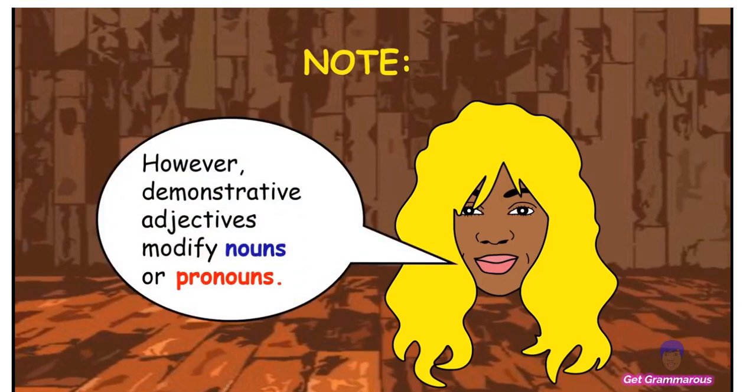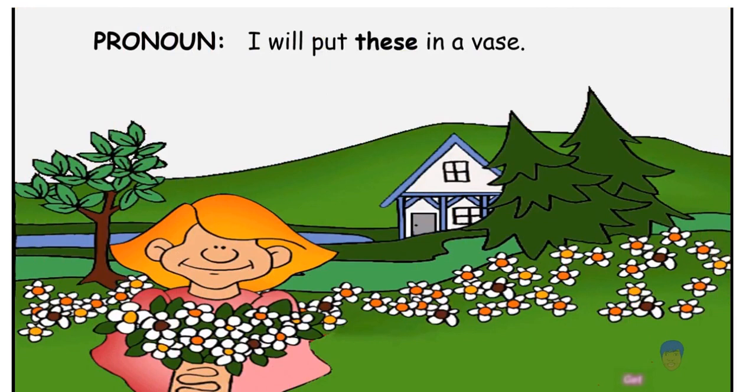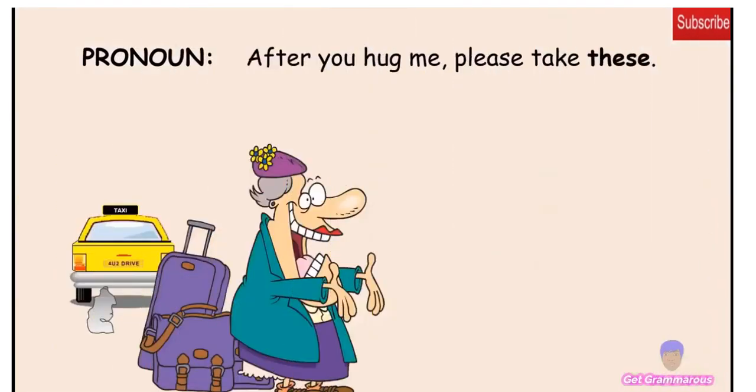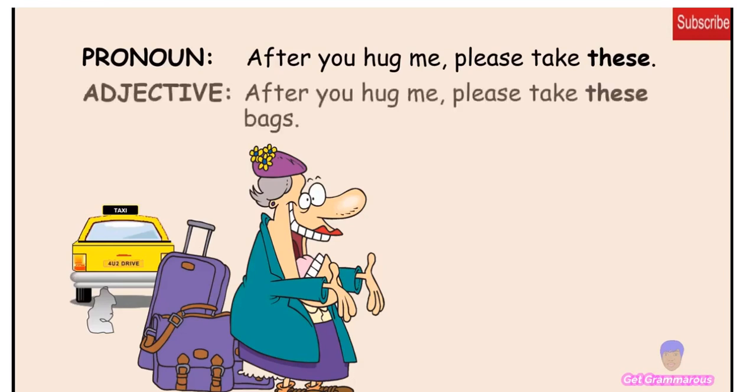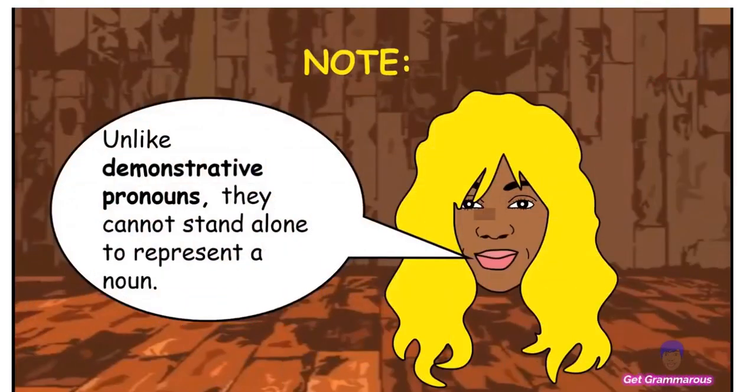However, demonstrative adjectives modify nouns or pronouns. For example, pronoun: I will put these in a vase. Adjective: I will put these flowers in a vase. See the difference? Another example, pronoun: after you hug me, please take these. Adjective: after you hug me, please take these bags. See the difference? Unlike demonstrative pronouns, demonstrative adjectives cannot stand alone to represent a noun.